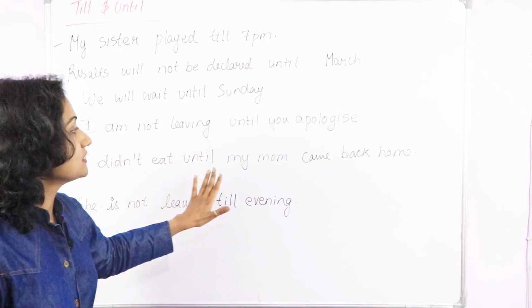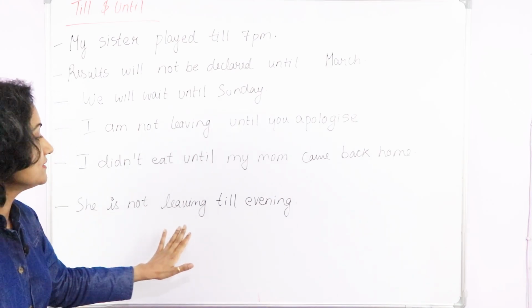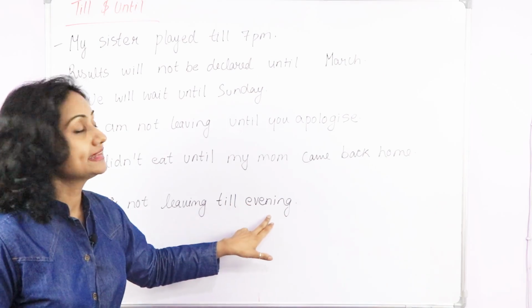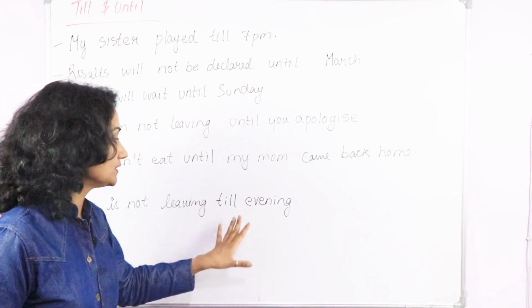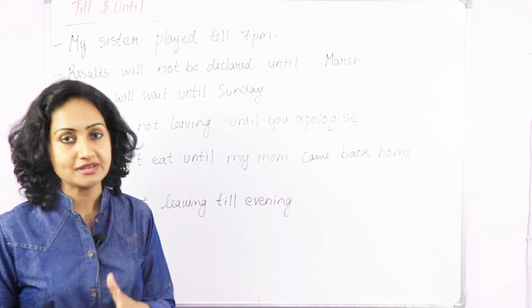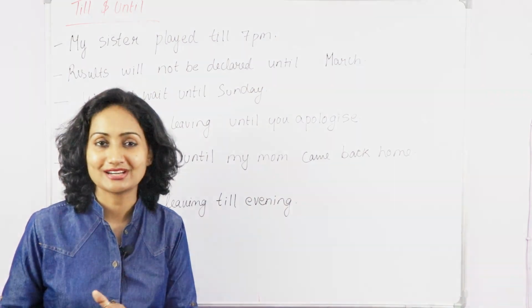I didn't eat until my mom came back home. She is not leaving till evening. So here, till evening. After till, evening is a noun. So here this is a preposition. So this way till and until both have the same meaning and both can be used as a preposition as well as a conjunction.